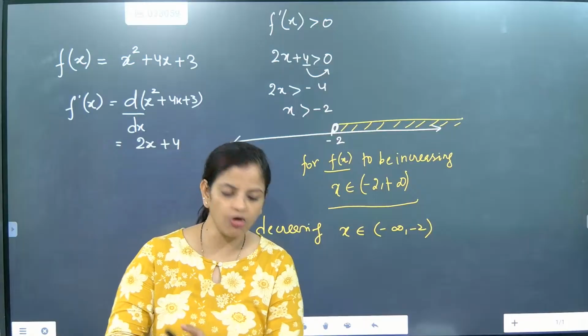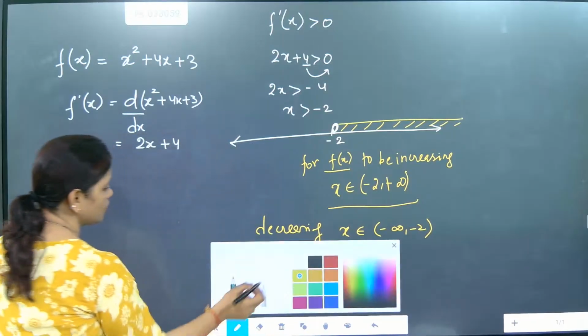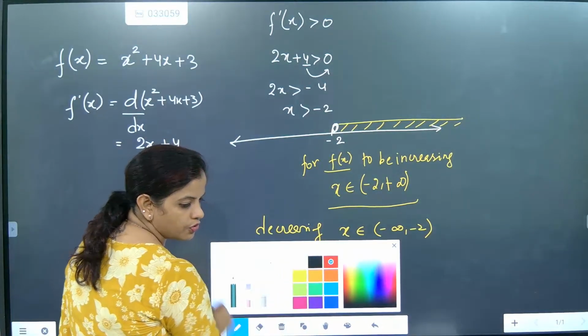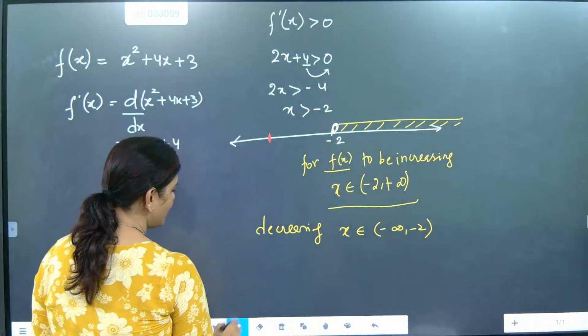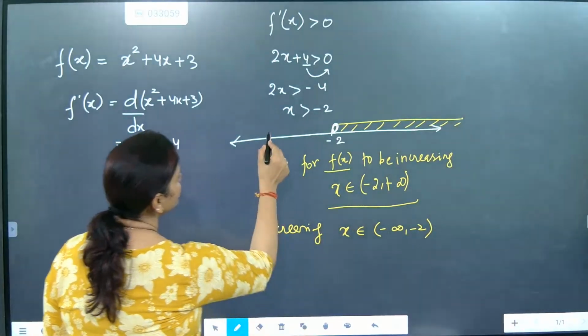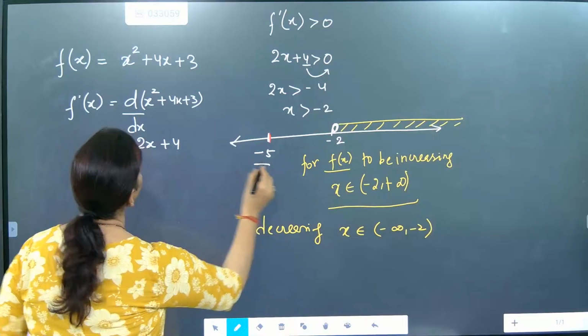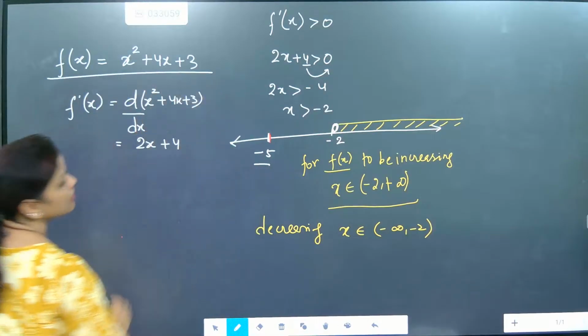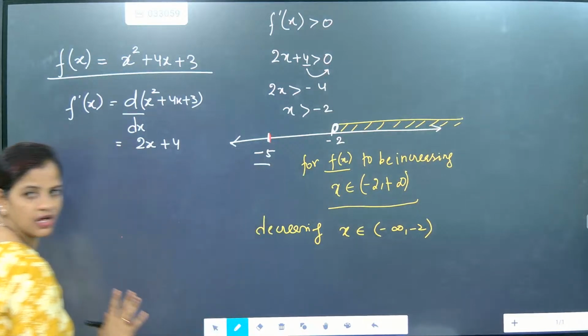Now we must also check whether it is increasing or decreasing. So we will take one value. Let us consider any value. We will take minus 5. Now we will substitute minus 5 in f of x and check. They told us it is decreasing in this interval. Let's check.